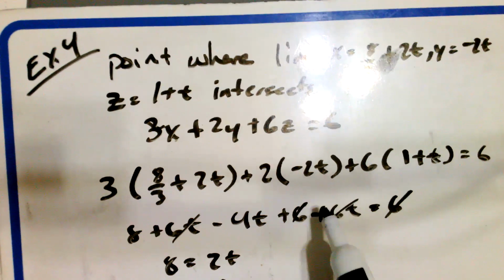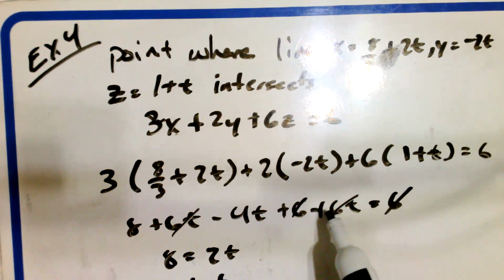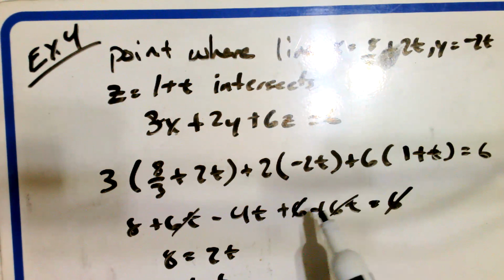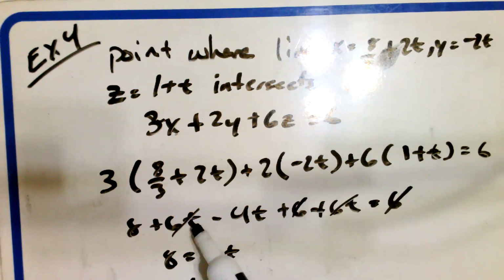Something didn't quite catch right. This is a positive right here. This is a positive 6t. I had a minus, this was a plus here. I don't know why I wrote a minus sign there. So those 6t's don't actually cancel.